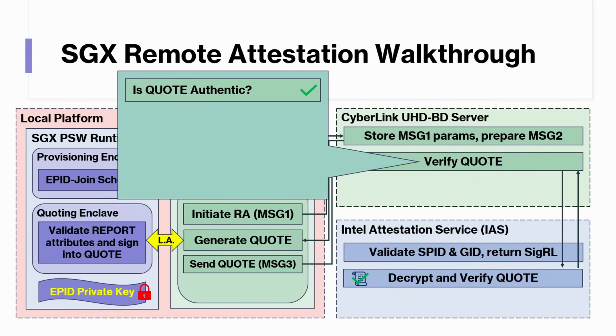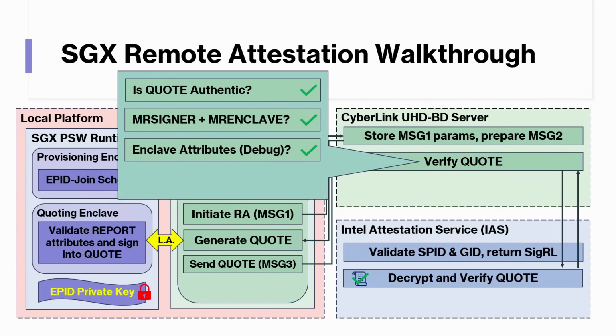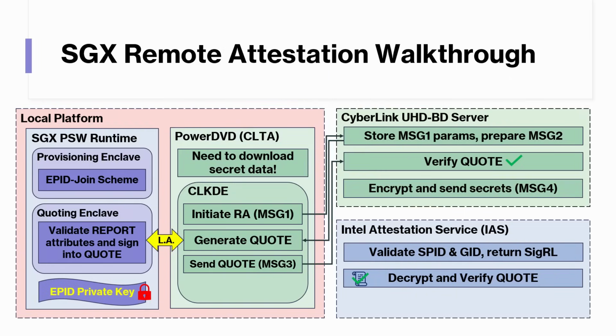They check, is the quote actually authentic? Like, does it have a valid signature? They also check the MRSIGNER and MRENCLAVE measurements contained in the quote, since we want to make sure that you're not trying to do remote attestation with just a completely different enclave. Are there any interesting attributes enabled like debug, since we want to make sure a debuggable enclave is not trying to connect and download keys. And they don't check if the TCB, which effectively encodes security patch levels, is up to date. But we'll get back to why.